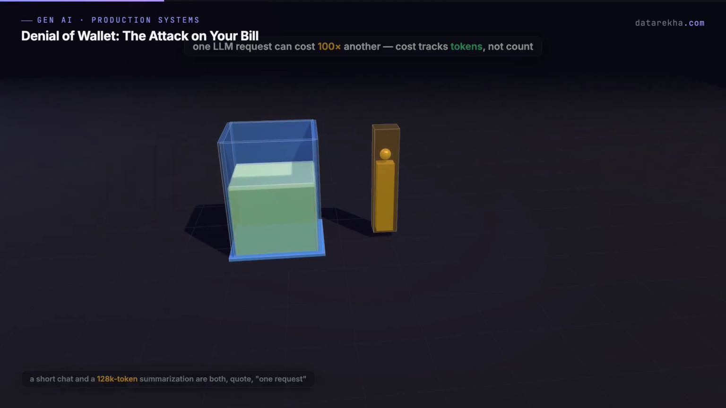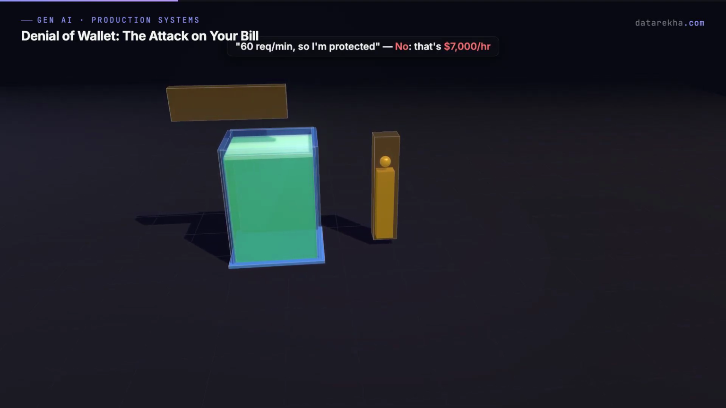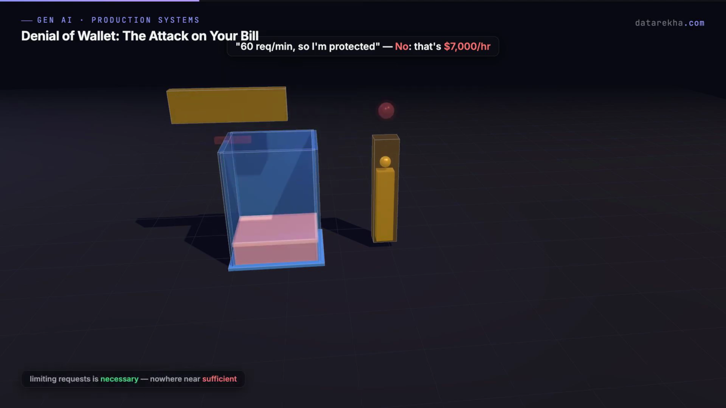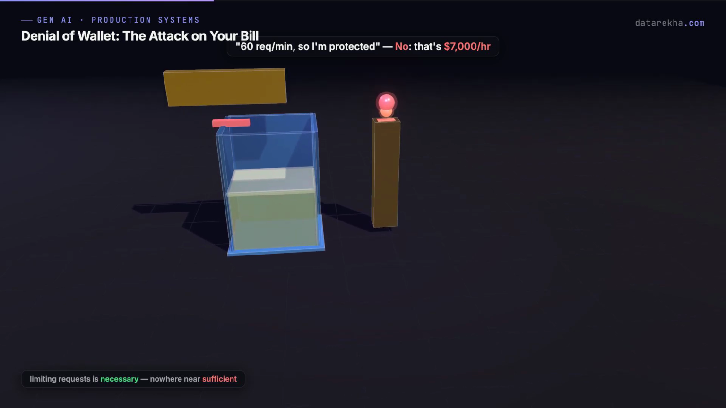Which breaks the dangerous assumption: "I rate limit to 60 requests a minute, so I'm protected." No. 60 max context requests at a frontier model is $7,000 an hour. Limiting requests is necessary, nowhere near sufficient.